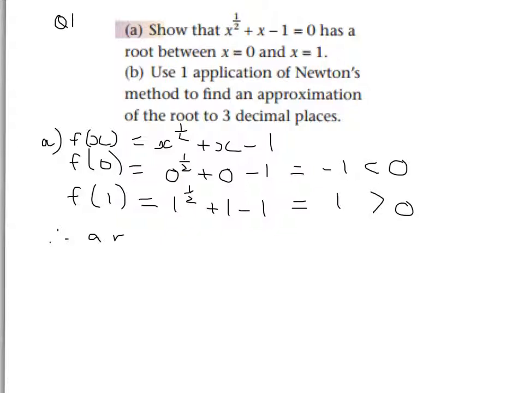Therefore, a root exists between x equals 0 and x equals 1. And all you've got to do to show that is that they've got different signs. Okay, and part B.